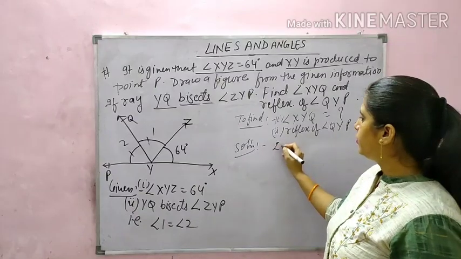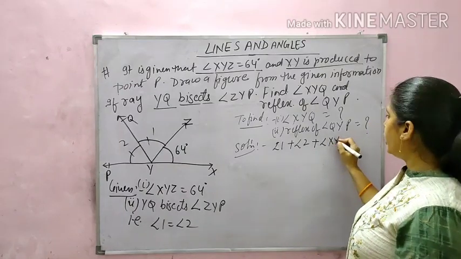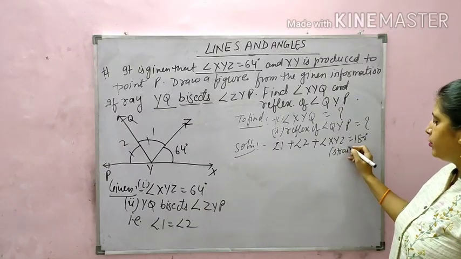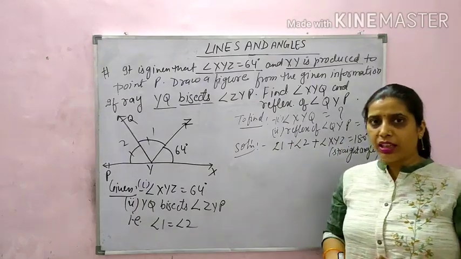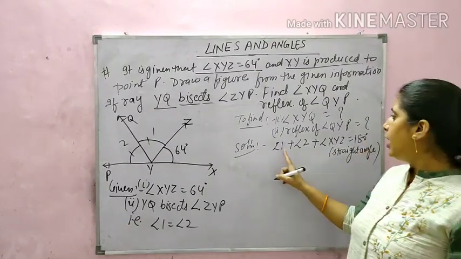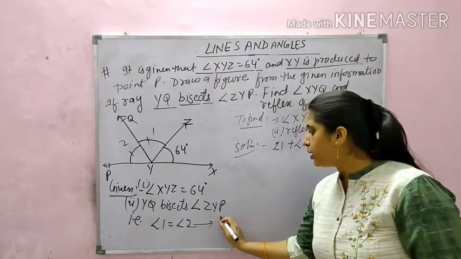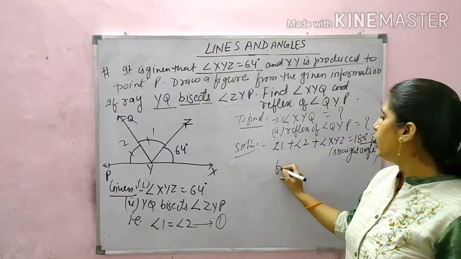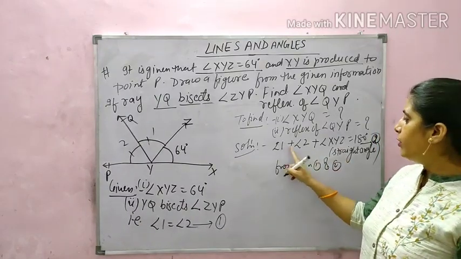Now see, in solution, angle 1 plus angle 2 plus angle XYZ equal to 180 degree. Why 180 degree? Straight angle. Clear? We will not say linear pair because there are 3 angles and in pair there are 2 angles. Clear? That's why I am writing here straight angle. Then angle 1 equal to angle 2. This is equation number 1. Clear? And that is our equation number 2. Clear? Now from equation 1 and 2.